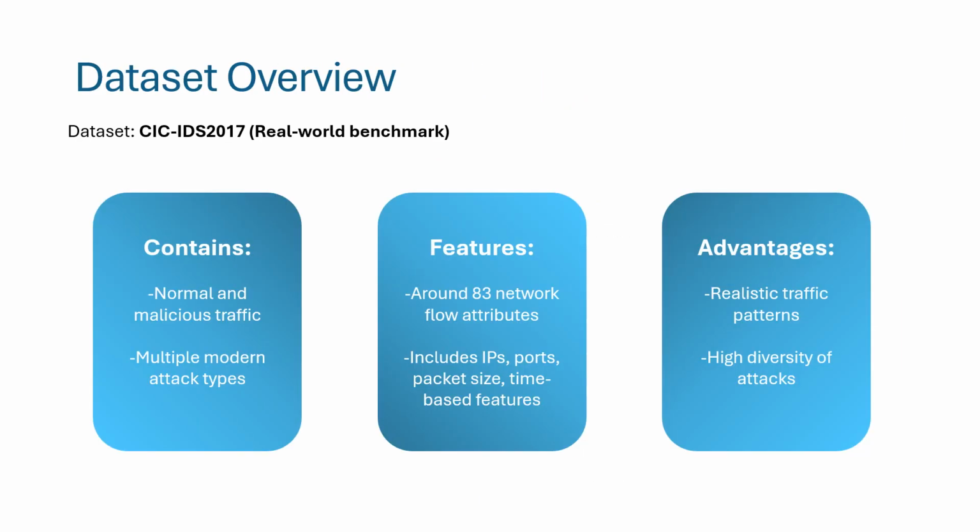Dataset overview. We use the CIC IDS 2017 dataset, which is a widely recognized benchmark for intrusion detection research. It includes both normal and malicious traffic, with a wide range of modern attack types. The dataset contains approximately 83 network flow features, including IP addresses, ports, packet sizes, and time-based attributes. Its realism and diversity make it well-suited for evaluating IDS performance.